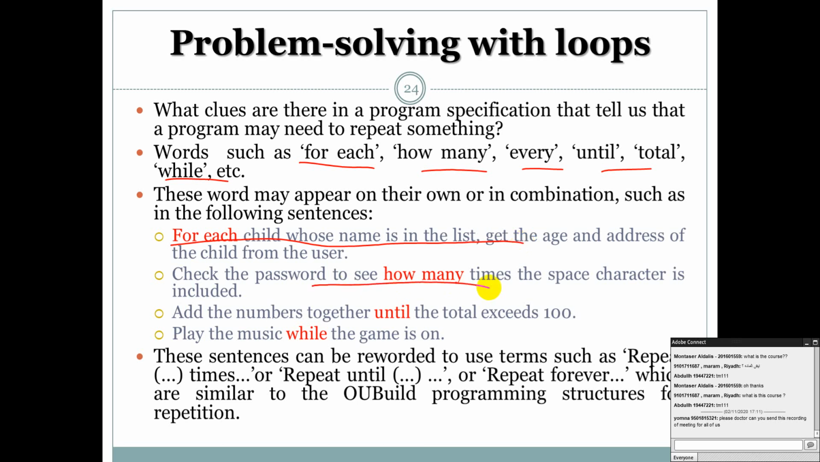Check the password to see how many times the space character is included inside the password. So it means that we need to use the loop to go through it character by character. Add numbers together until the total exceeds 100. What it means is, go on adding the numbers until the total exceeds 100. This also requires the loop. Play music while the game is on, this also requires a loop. So these are the words in the problem specification which tell us to use the loops in your program.